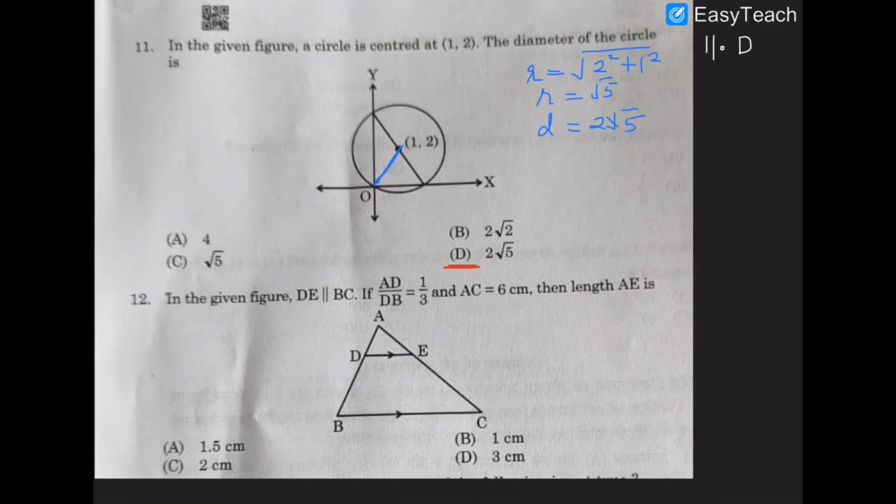In the next question, in the given figure, DE is parallel to BC and AD by DB is given 1:3. You have to find AE if AC is given 6 cm. So AD by AB is equal to AE by AC. So 1/4 is equal to AE by 6, where AE comes out to be 3/2, which is 1.5. So A option is correct for the 12th.